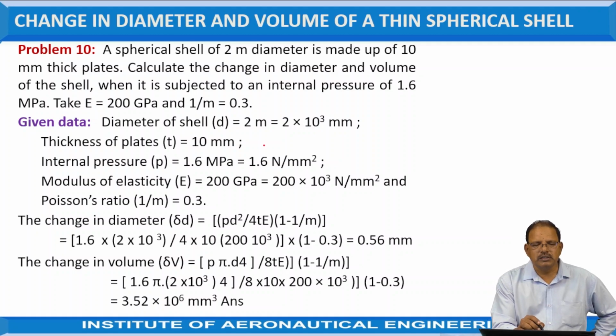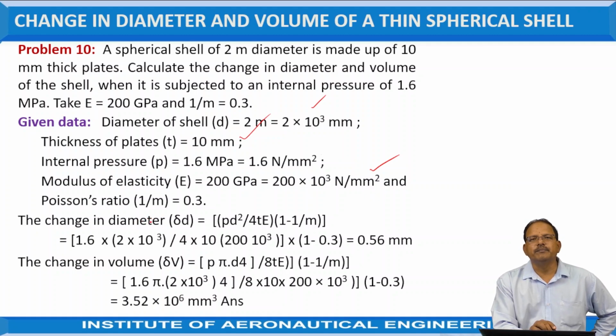The diameter of the shell is given as 2 meters. We have to convert the values into millimeters so that all the values in the problem are in millimeters, which is 2 into 10 to the power of 3 mm. The thickness of the plate is 10 mm, and the internal pressure is 1.6 megapascal, which can be written as 1.6 Newton per mm square. Modulus of elasticity is 200 gigapascal, which is equal to 200 into 10 to the power of 3 Newton per mm square.